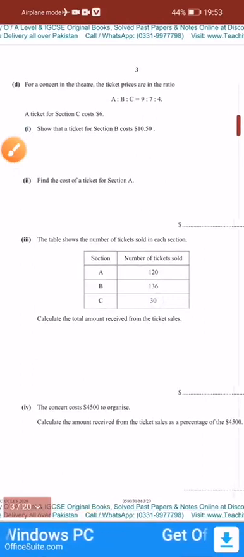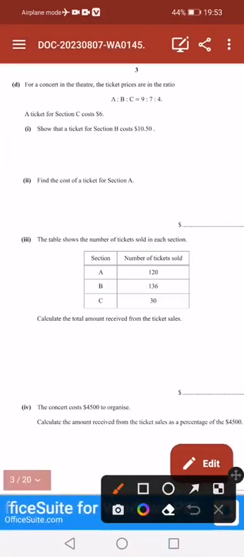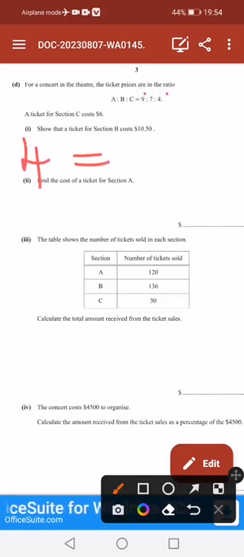For a concert in the theater, the ticket prices are in the ratio A, B and C. A is represented by 9, B by 7, C by 4. Then a ticket for section C costs $6. In other words, 4 is equivalent to $6. Show that a ticket for section B costs $10.50.